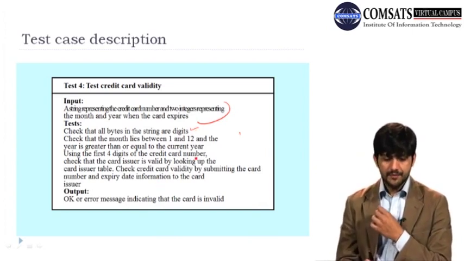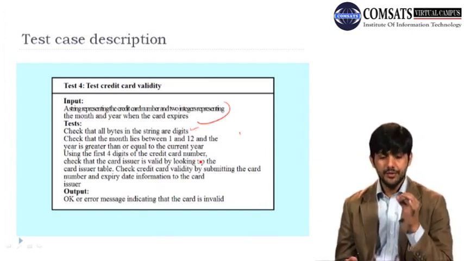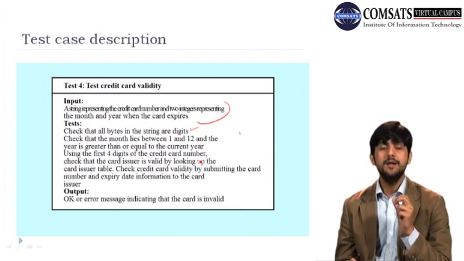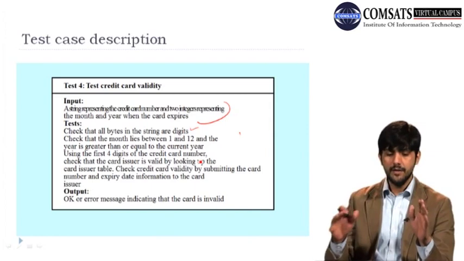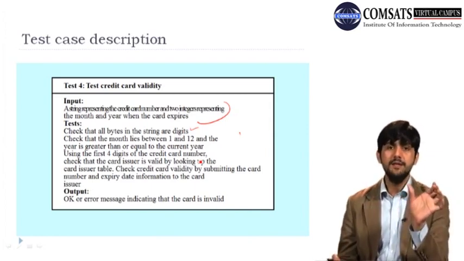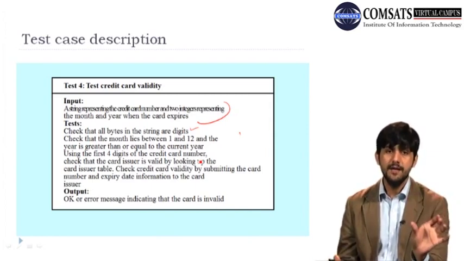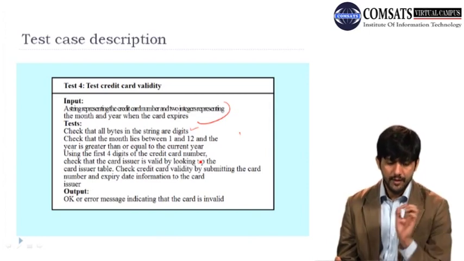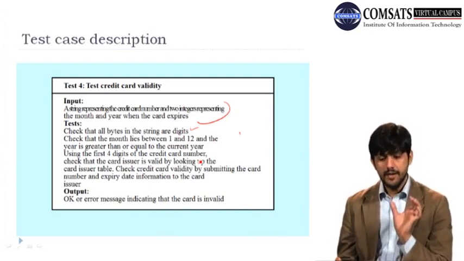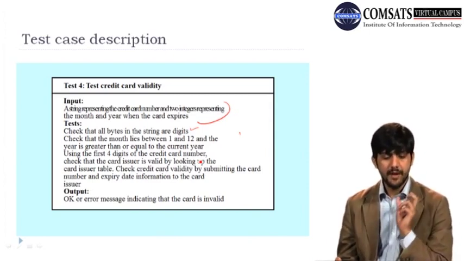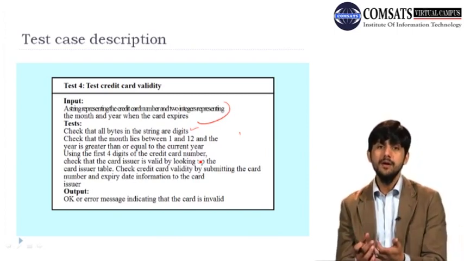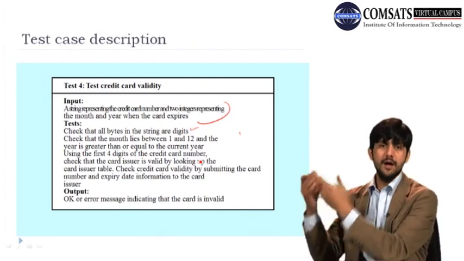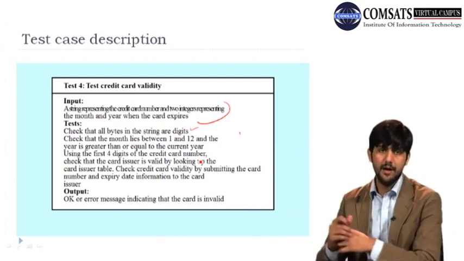Using the first four digits of the credit card number, check that the card issuer is valid by looking up the card issuer table. Normally you have these card issuer tables, and different card issuers have different prefixes, so you need to check the first four digits. On the basis of that, you decide whether the issuer is valid or not. Then check the credit card validity by submitting the card number and expiry date information to the card issuer. So first you identify the card issuer, and then you send those details to the card issuer to establish the validity of the card.